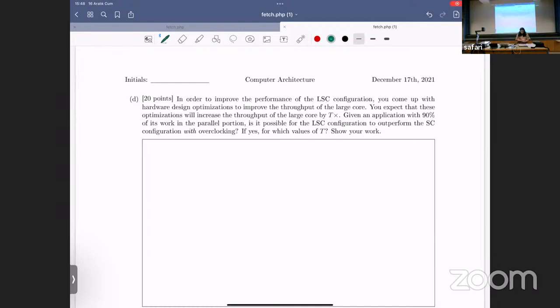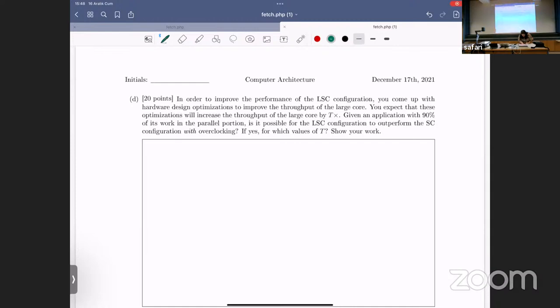So we improve this, and we want to see, okay, if the application is really parallel, let's say it has 90% of its work in the parallel section, can we actually have the LSC configuration outperform the SC configuration with overclocking? And if yes, how much should we speed up our core? Okay, this is very simple again. After this point it just needs some simple arithmetic operations to be done.